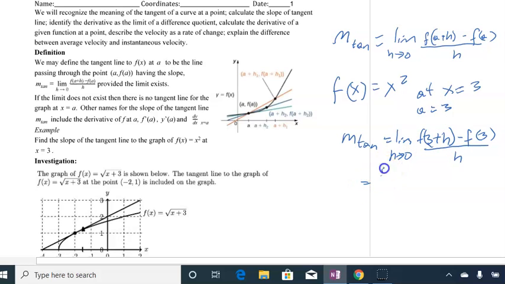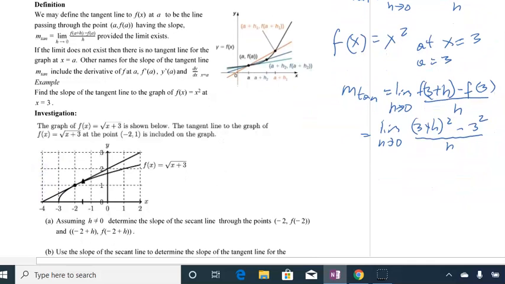That will be the limit as h approaches 0. Our function is x squared, so we have to write in 3 plus h all squared minus 3 squared over h. And let's see what is happening as we continue working this down. 3 plus h squared is going to be 9 plus 6h plus h squared. Then minus 3 squared is going to be 9, over h. And keep the limit as we go along.